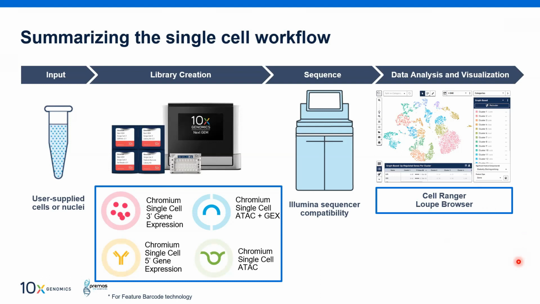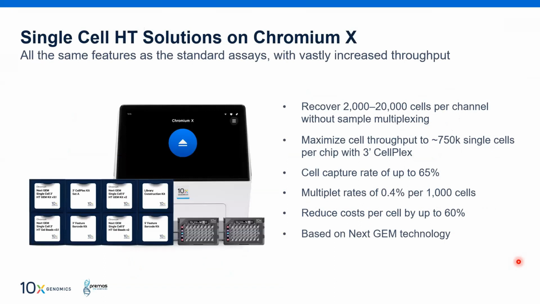Now let's see some experiments. Before that, I want to give you a Chromium X update. The Chromium Controller, or standard system, will be capturing 10,000 cells maximum per channel. Whereas the Chromium X with the HT kit will be able to help you capture up to 20,000 cells per channel. And at the same time, 16 samples at a time instead of 8 samples at a time, which I just showed in the previous slide.